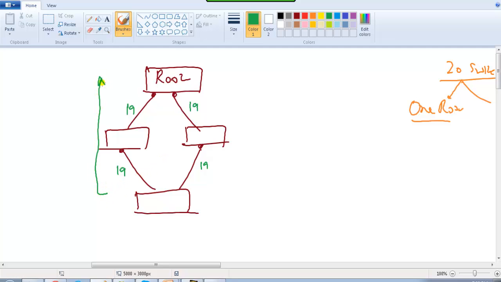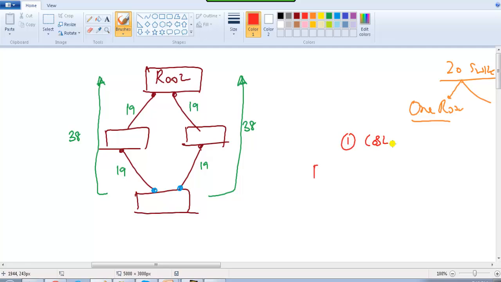So if I go this way, what's the overall cost? 38. And if I go from the alternate route, the overall cost is how much? 38. Now when there is a tie in the cost, in that case both ports will not be a root port. Again, don't think that both will be a root port. There will be only one root port. So now the next condition, they are going to see the forwarding.